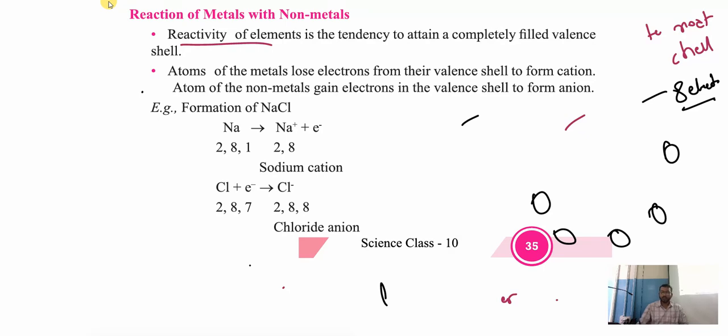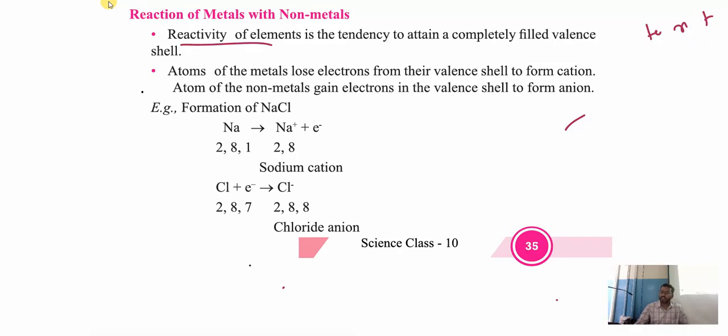Atoms of metals lose electrons. देखो बेटा, ऑलरेडी हमारे पास एक प्रॉपर्टी पता है ना, we have already studied in our 8th and 9th standard. What is that property? Metals always like to donate electrons. Am I right? Metals will donate the electrons.